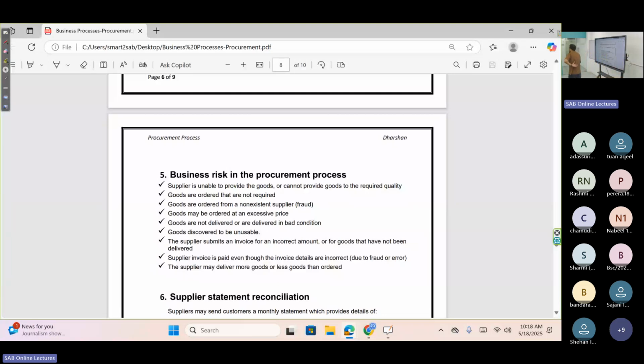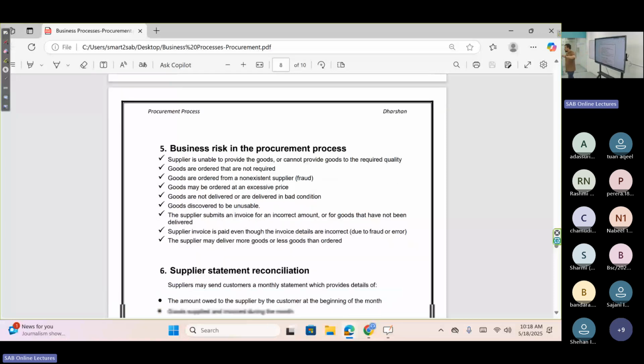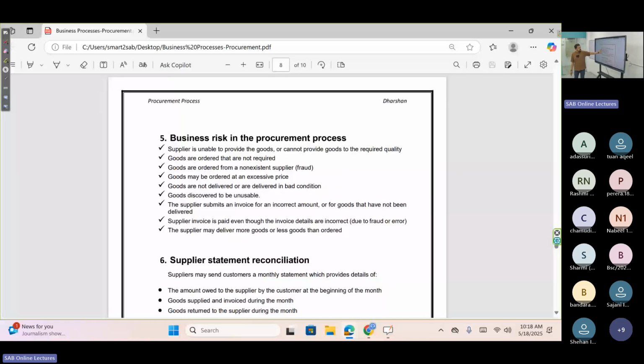Okay, next topic, procurement process. Next topic is business risk in the procurement process. Quickly we'll discuss this one. Supplier is unable to provide the goods. Again, I will tell you, here I have given only 9 points, so you can't limit yourself to 9 points. You can write any risk if you feel it exists in the procurement process.